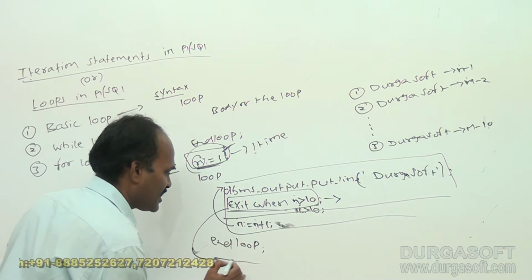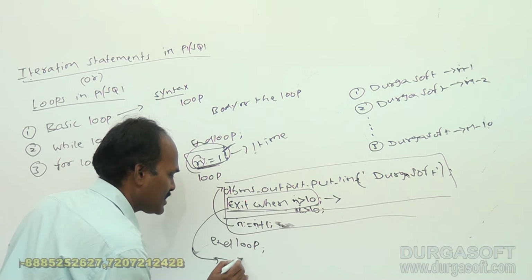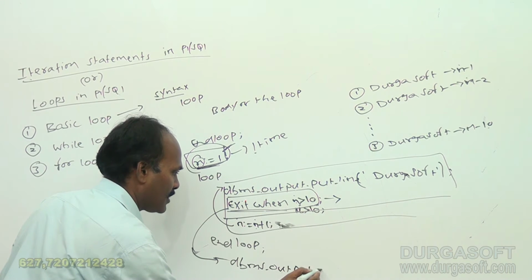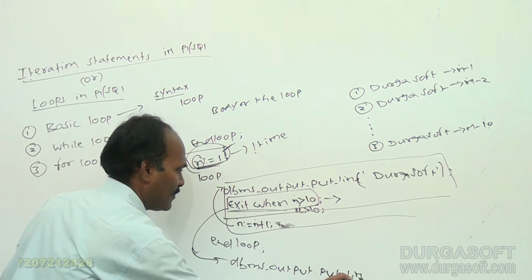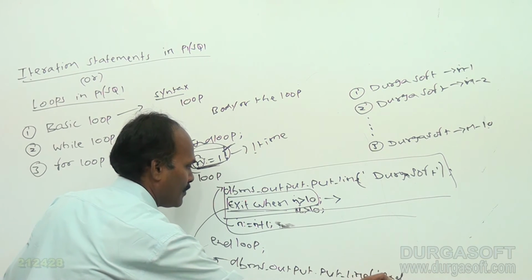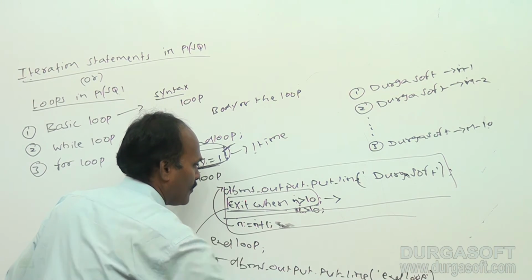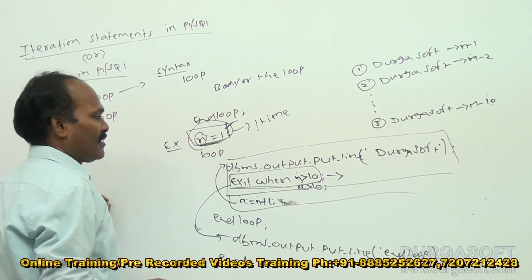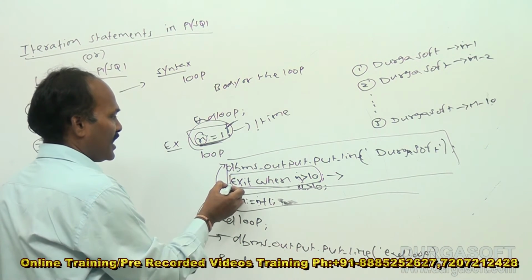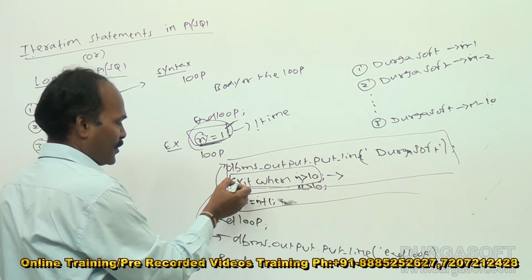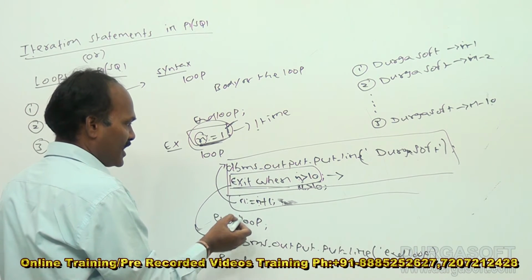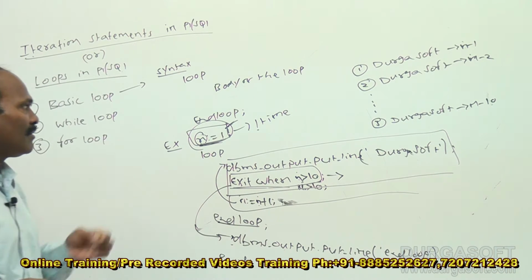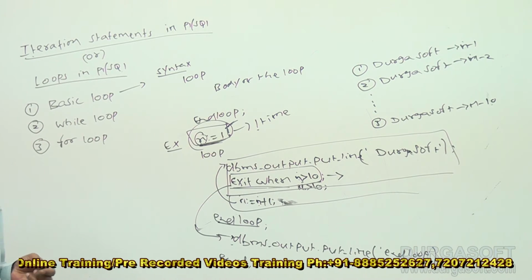Suppose here I write one statement like DBMS output put line after end loop. This is printed. When exit is encountered, the flow of execution comes out and it executes the next statement immediately following the end loop statement. So this will be executed. This is the controlling mechanism of the body of the basic loop.